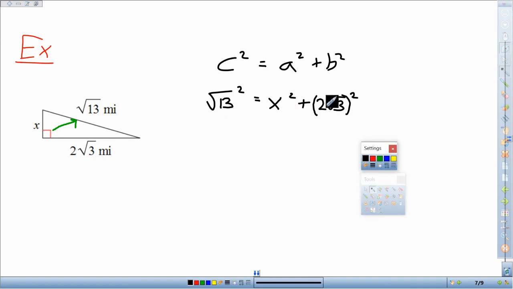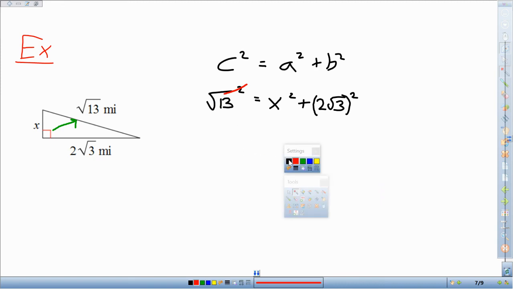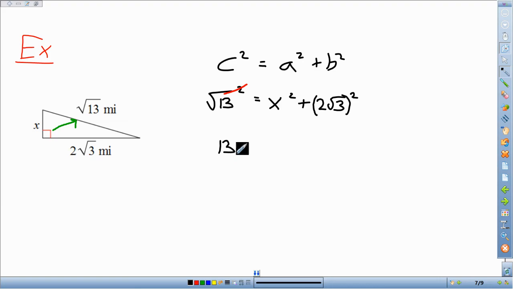So this looks crazy, right? You're probably like, oh, this is not looking fun. Here's the good news. Whenever we have square roots that are being squared, if you remember, they are opposites. They cancel one another out. So this square root and this power of 2 cancel each other out, and we're just left with what's underneath the radical. So we have a 13 on the left. On the right, we have the x squared.